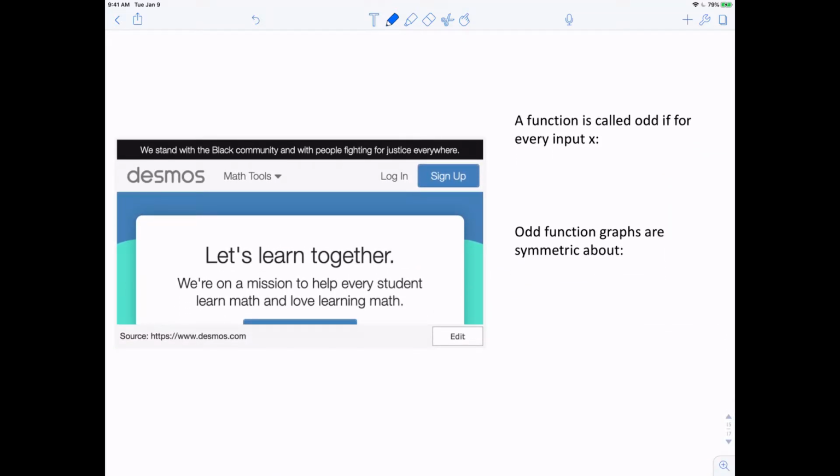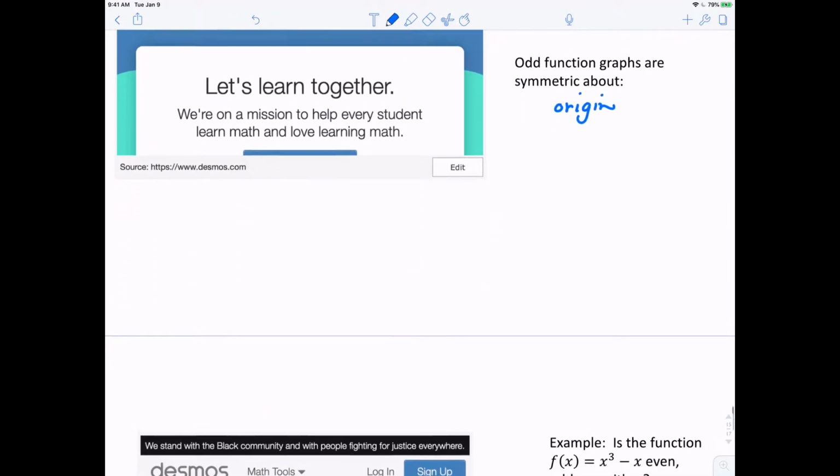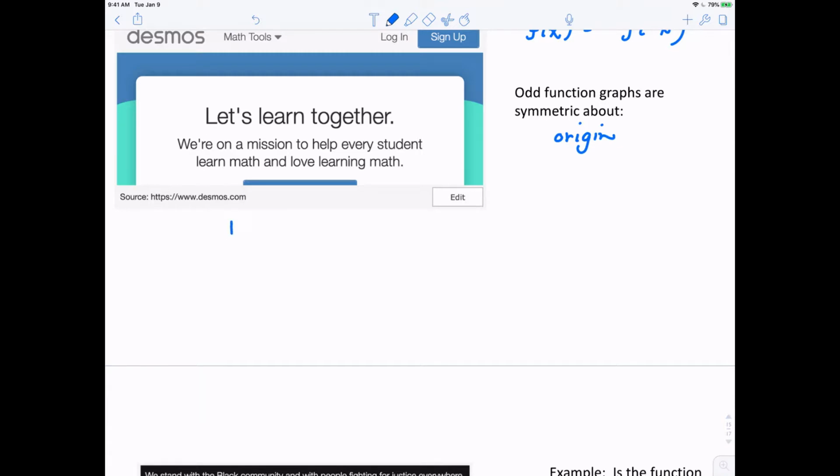Now let's take a look at odd functions. A function is called odd if for every input x, f of x is the same as the opposite of f of -x. And odd functions' graphs are symmetric about the origin, the point 0, 0. So, for example, let's take a look at a picture.